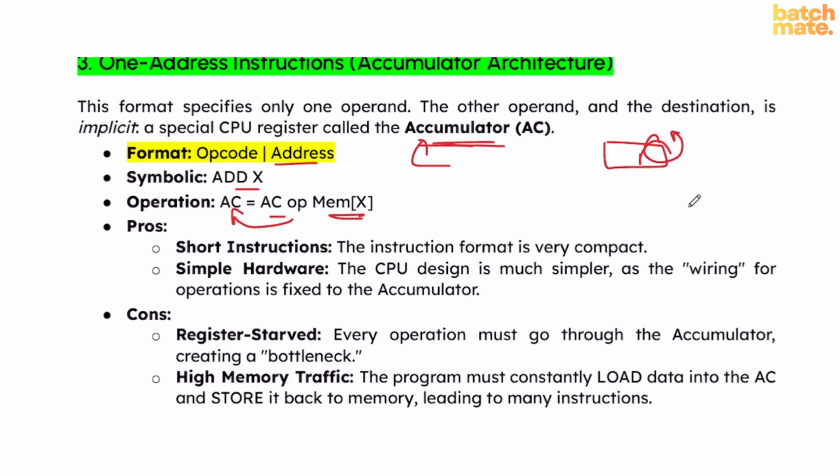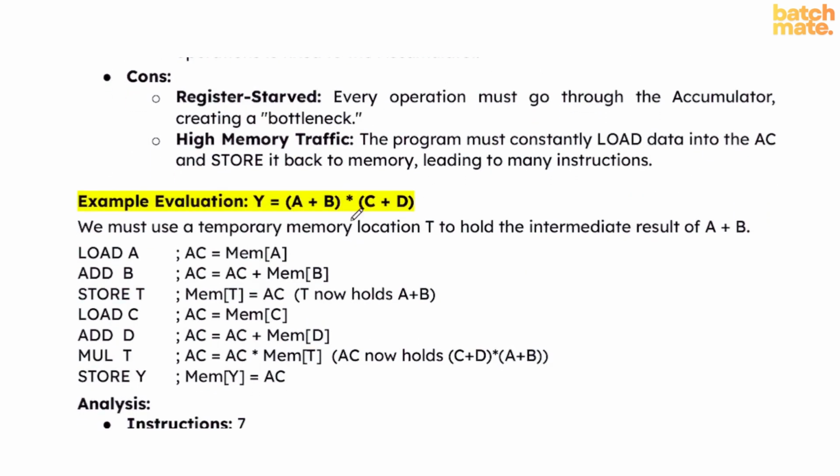Let's write the code. This is going to be painful because we only have one hand, the accumulator, to hold things. Step 1. For the first bracket, first we have to load the data of A into the accumulator. So load A. Then add B to it. So add B. Now AC has A plus B. Then we need to calculate C plus D. But the accumulator is holding our first answer. We have to empty it.